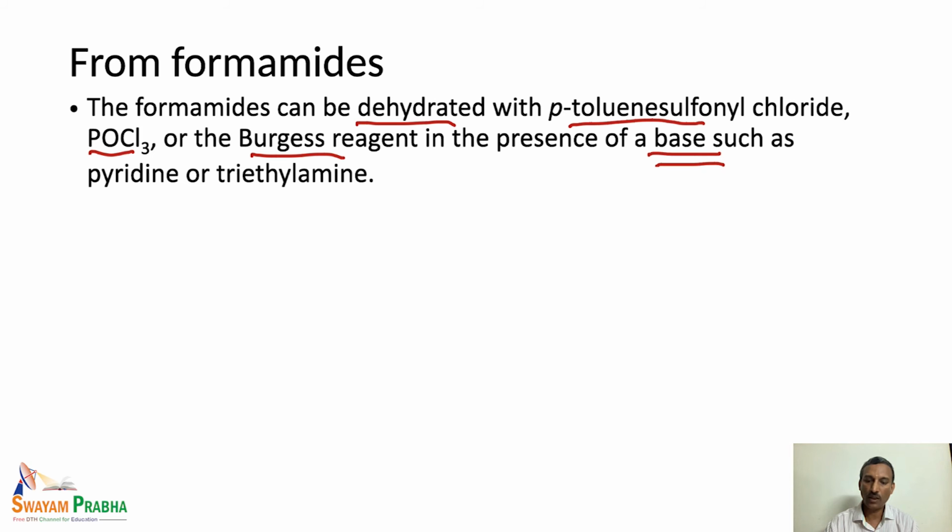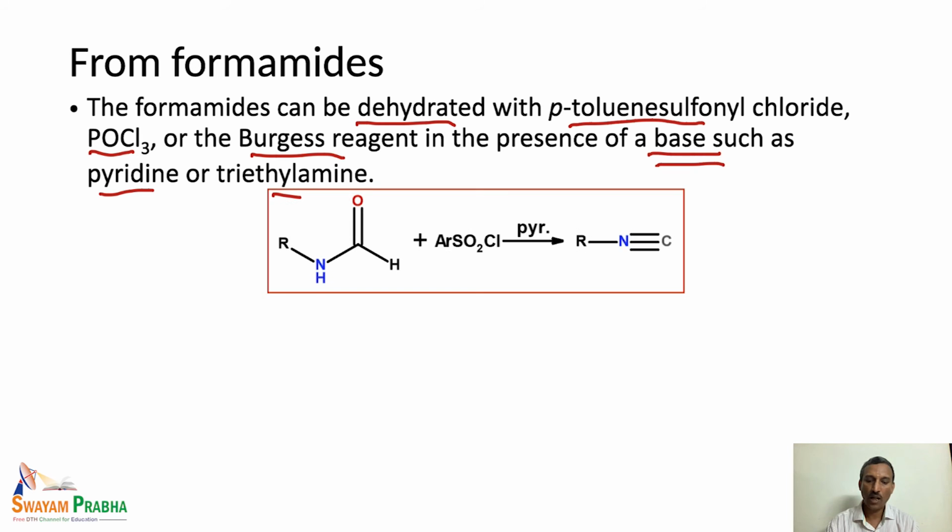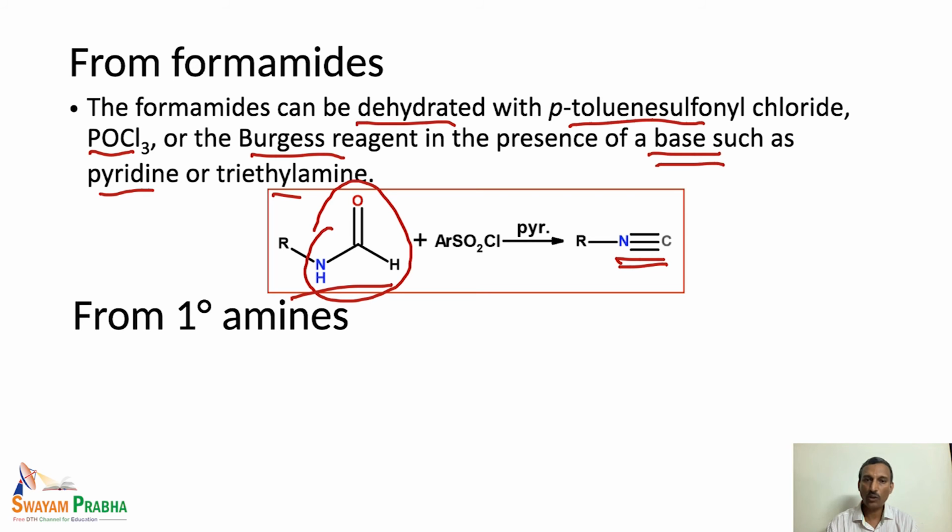So, the main thing is we need an acid chloride, paratoluene sulfonyl chloride or POCl3 in the presence of a base such as pyridine or triethylamine, which gives isonitrile. So, this is the starting material. This is the formamide. Here we have the formamide unit, and this formamide unit loses a water molecule to give the isonitrile as the product. We can also prepare isonitriles from primary amines.